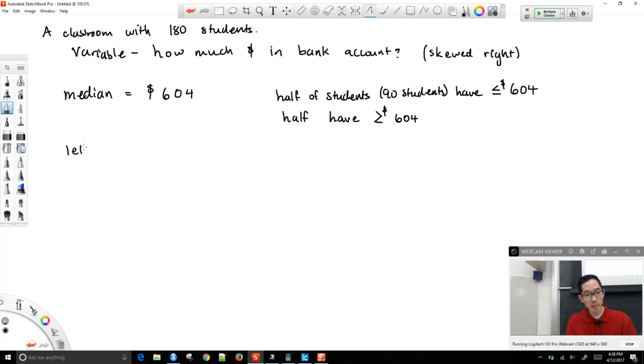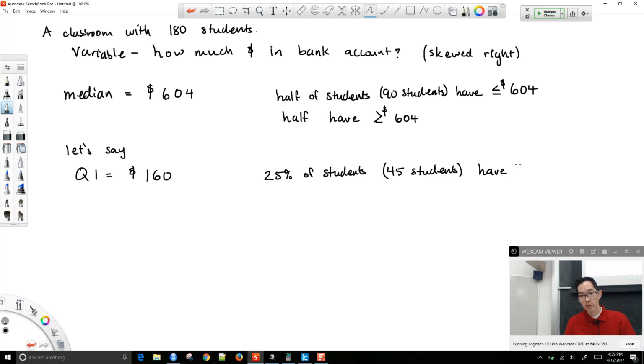Let's just say Q1, the first quartile, is going to be $160. So this means 25% of students, so 25% of 180, that's 45 students, have $160 or less. Okay, 25% of students.